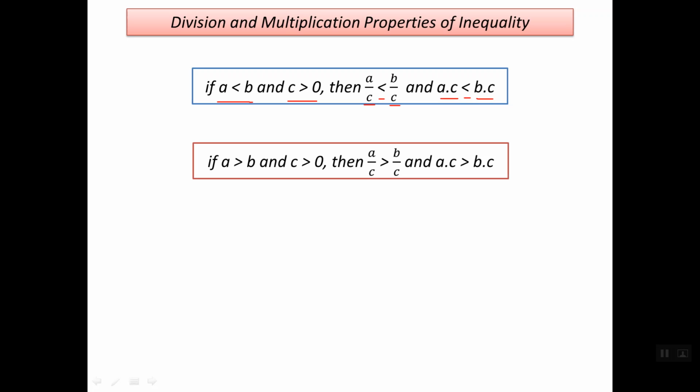Now, if A is greater than B and we have a positive C, again, if we divide the left side of the inequality by C, the right side should be the same, and see that the inequality sign stays the same. And regarding multiplication, if we multiply the left side of the inequality by C, we should do the same for the right side, and the inequality sign stays the same.